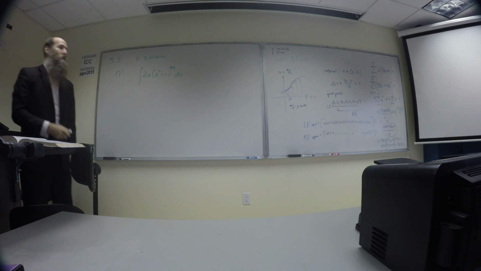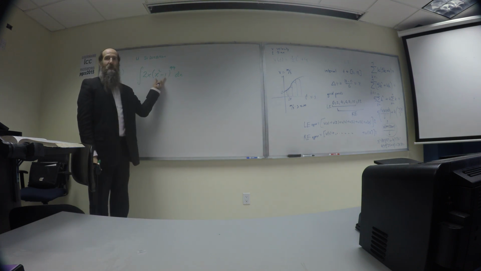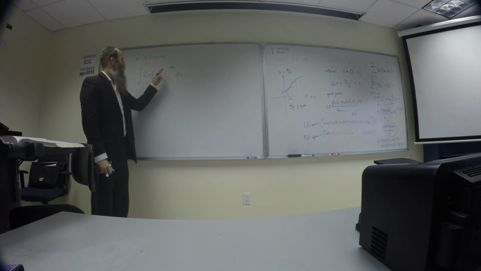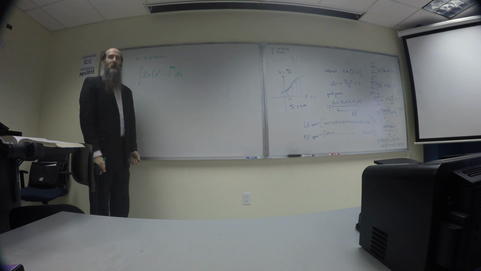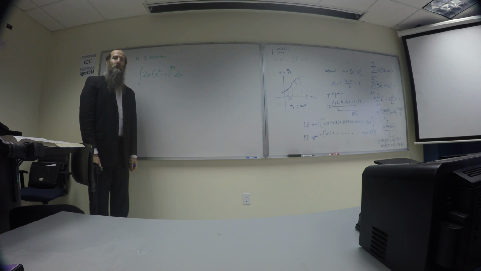Well, if you didn't have u substitution, then right now what you would do is multiply x squared minus 1 times itself 99 times until you had a 198th degree polynomial, right? Then you multiply by 2x, so now it's a 199th degree polynomial. That would be very cumbersome if you had to do that. So the idea is to avoid that.